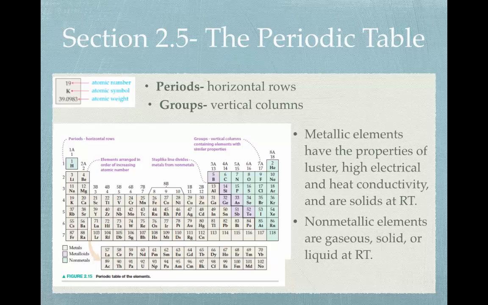And then metalloids, which are between metals and nonmetals, their characteristics are between those of metals and nonmetals. So some are fairly good conductors, not as good conductors of electricity and heat, not as good as metals, but not as bad as nonmetals.